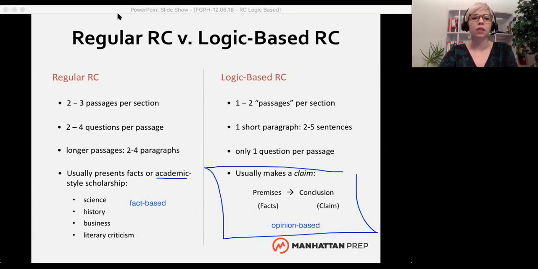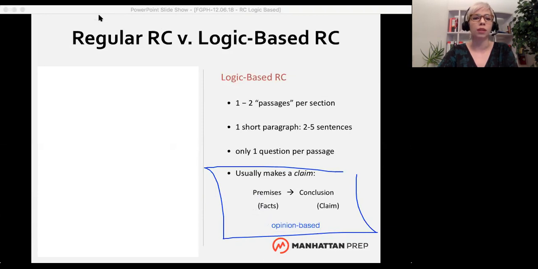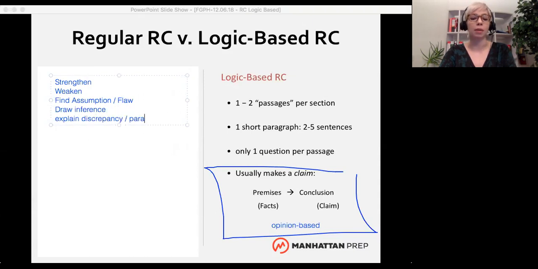And so I love people are talking in the chat about question types that are included on logic-based reading comp. We're going to go through a bunch of these, not necessarily all of them, but the most common question types that you'll get on the logic-based reading comp are strengthen, weaken, find assumptions or flaws, draw an inference, kind of similar to the other inference questions that we get on the longer passages, and then explain a discrepancy or seeming paradox.